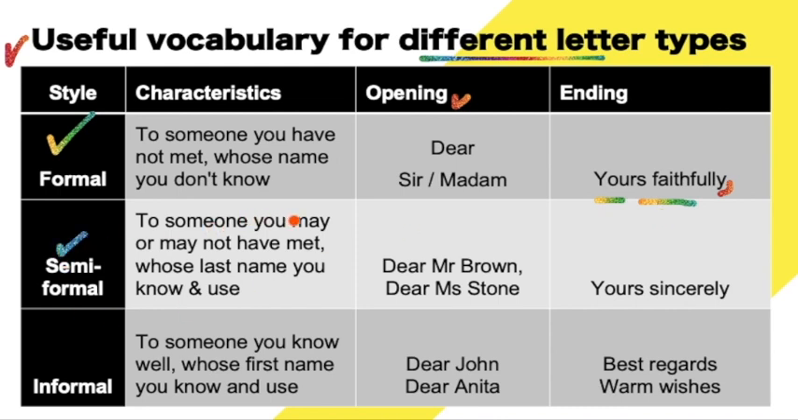Semi-formal is written to someone you may or may not have met, but whose last name you know and use. So you write, Dear Mr. Brown, Dear Miss Stone. Yours sincerely is the sign off, and you put again a comma after it and then your full name. Informal letters are written to someone you know well, whose first name you know and use. So Dear John, Dear Anita. So you're writing the first name. Then you can sign off by saying Best regards or Warm wishes, and you just need to write your first name only.